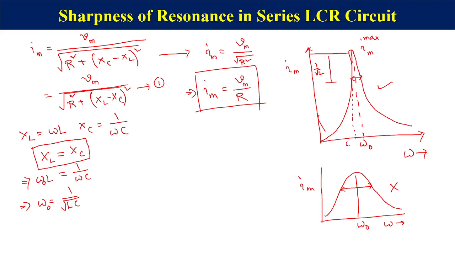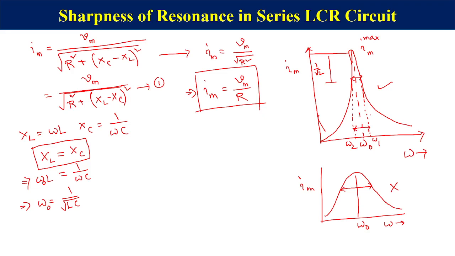We consider this to be, say, omega 2. We will put another line down. We consider this frequency to be omega 1. Then this difference, omega 1 minus omega 2, will be the bandwidth. And if the bandwidth is smaller, then the resonance happens to be sharper.